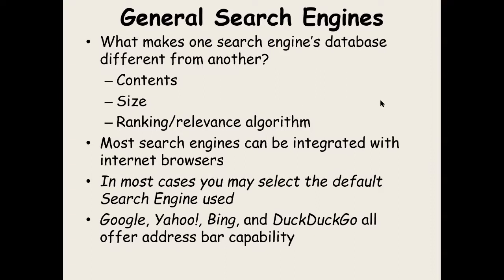In most cases, you can pick which one is your default search engine. I can demonstrate that when we get to the end and show how you could in fact choose a search engine that you want to use. In this case, for example, common ones, Google, Yahoo, Bing, DuckDuckGo, and I'll say more about some of those as we go along, all offer address bar capability. And by address bar, I mean that bar at the top of your browser where you put in addresses to where you want to go.